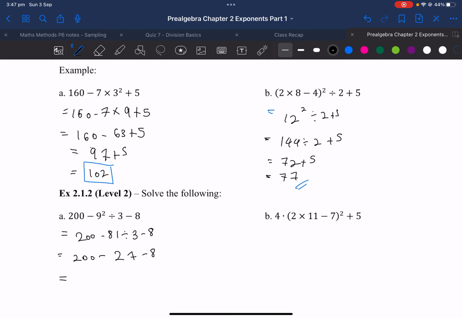And if you have all the same operation, what do you do? If I have only subtraction and addition, left to right. Left to right. You can do right first, but you have to be very careful, because some people do 27 minus 8, which is 19. That'll be wrong. Go left to right. I'll show you the other way if you want later. Left to right will always work.